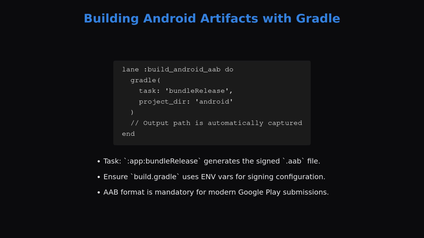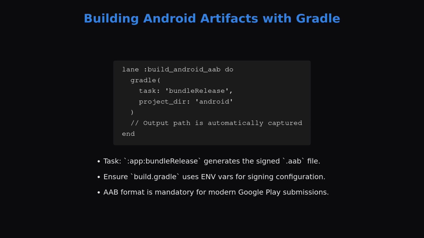Utilize the Fastlane Gradle action to execute specific Gradle tasks required for artifact generation. We execute the :app:bundleRelease task to generate the mandatory Android App Bundle, or AAB file. Crucially, ensure the project's build.gradle file is correctly referencing the secure keystore environment variables for signing the release artifact. If the Fastfile is not located in the root directory containing the Gradle wrapper, specify the project_dir parameter.